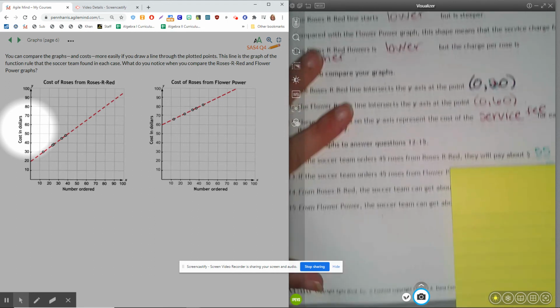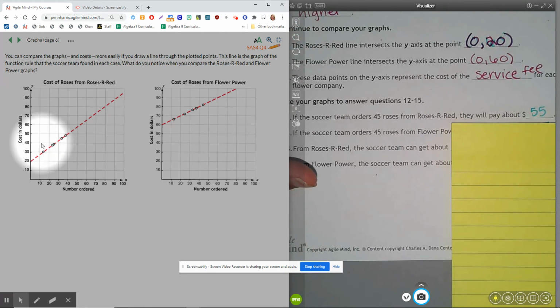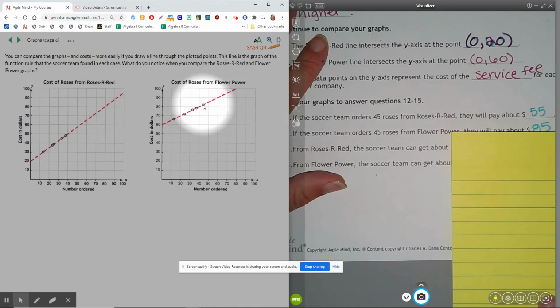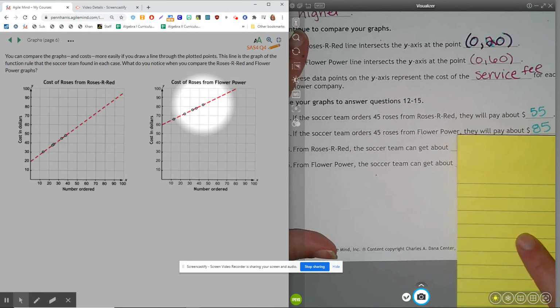So now, if the soccer team orders 45 roses from Flower Power, how much is it going to cost us? So here's about 45 from Flower Power. We're going to call that maybe $81 to $85 that's going to cost us. I think the computer on that question, I'd say more like 81, 82, but they apparently want 85. So we'll make them happy. We'll choose 85.